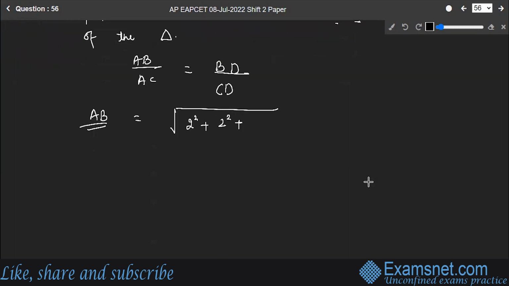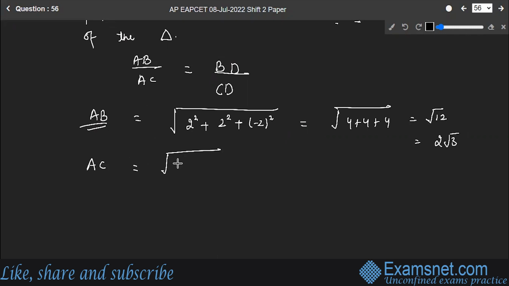Minus 2 square is like this. So you can write it as 4 plus 4 plus 4, which is equal to root of 12. And this can be written as 2 root 3, right? AC, it can be written as AC, you have 7 minus 3.